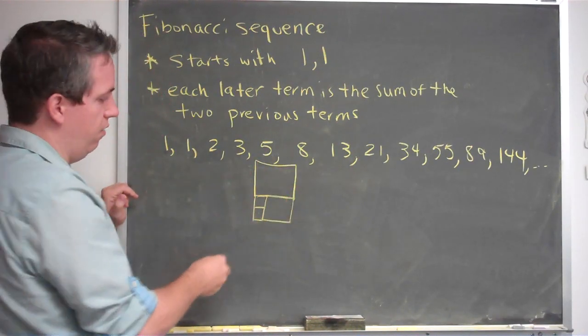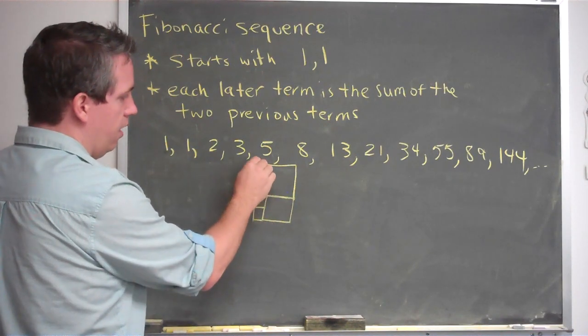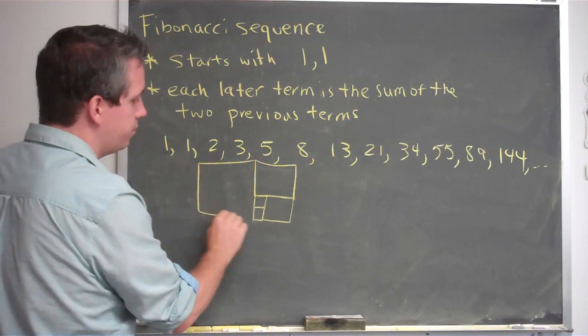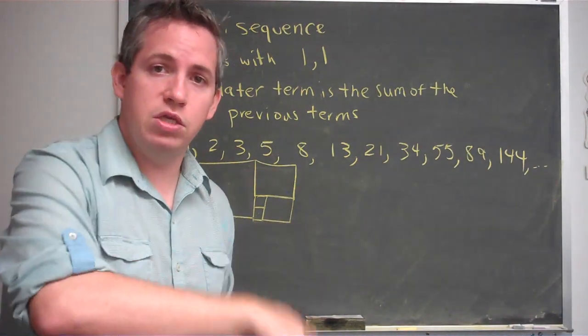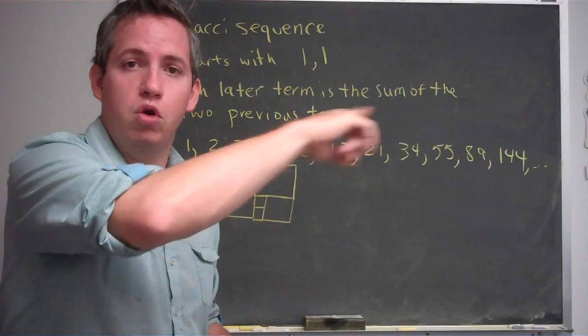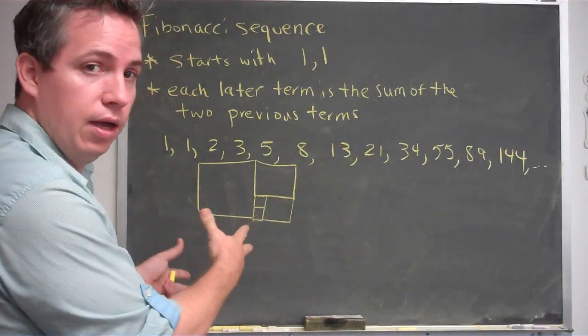What about the 5x5? Well, 1, 2, plus 3 makes 5. So I can put the 5x5 right here. And as I do this, because of the way the Fibonacci sequence works, I can continue to keep on adding squares as I go around what I've already got.